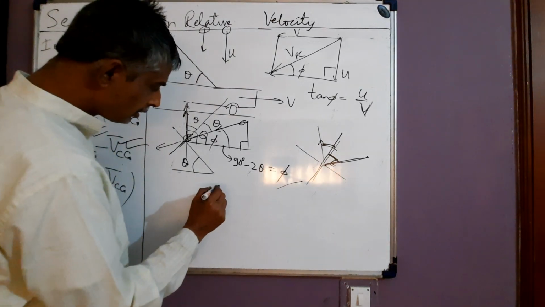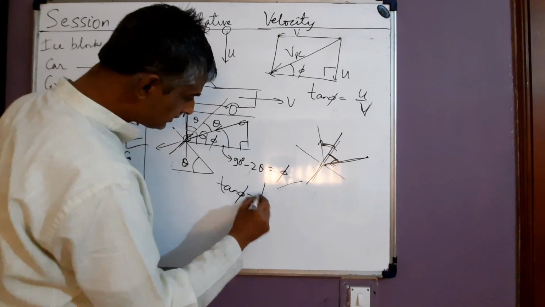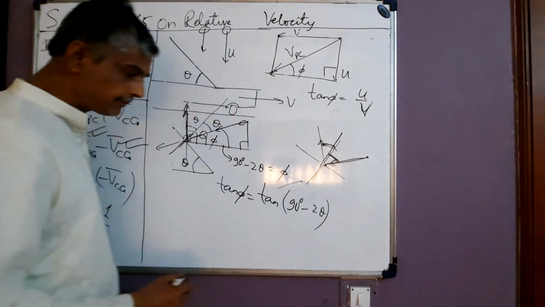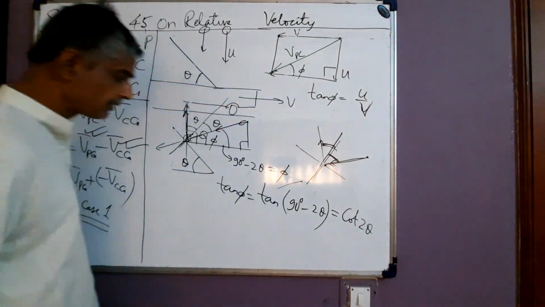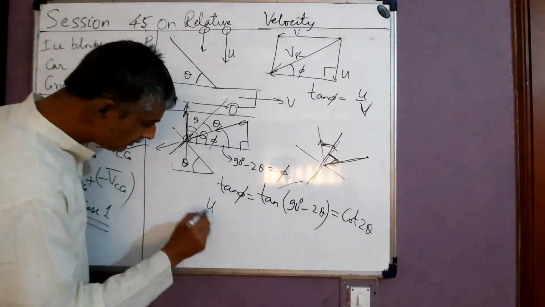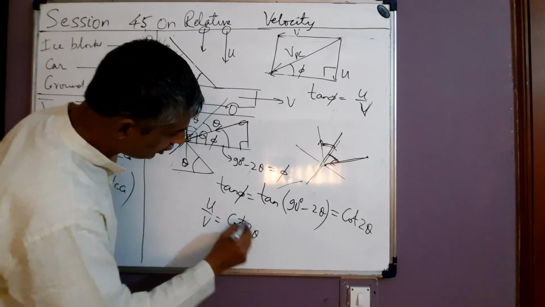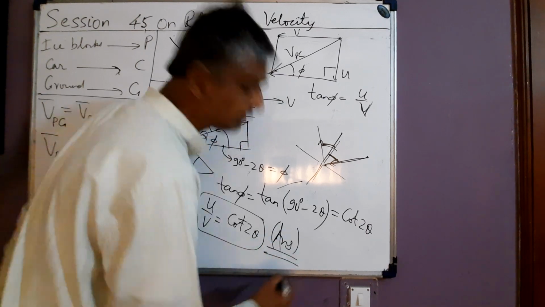Okay. So we will take the tan of this. Tan phi is equal to tan of (90 degrees minus 2 theta). Tan of (90 degrees minus 2 theta) is cot 2 theta. Now tan phi is u by v. So u by v is just equal to cot of 2 theta. This is the required relation between u, v and theta.